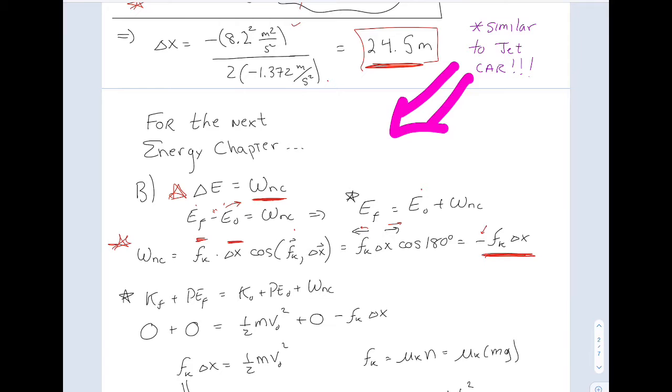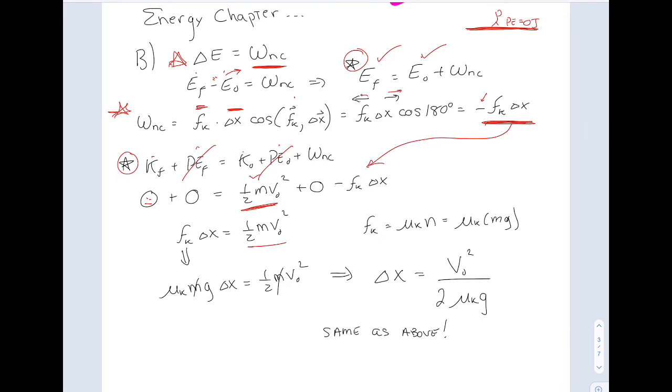So I went back to here. My E final is kinetic plus potential, E initial, kinetic plus potential. Now everything's horizontal, so I don't need to worry about potential energy. It's not changing. Back in my picture there's the skater. I took potential energy to be 0 on the ground. So initial potential 0, final potential 0. Final kinetic is 0 because they come to rest. Initial kinetic energy, 1/2 mv squared. And then the work done by non-conservative forces, that was this thing.